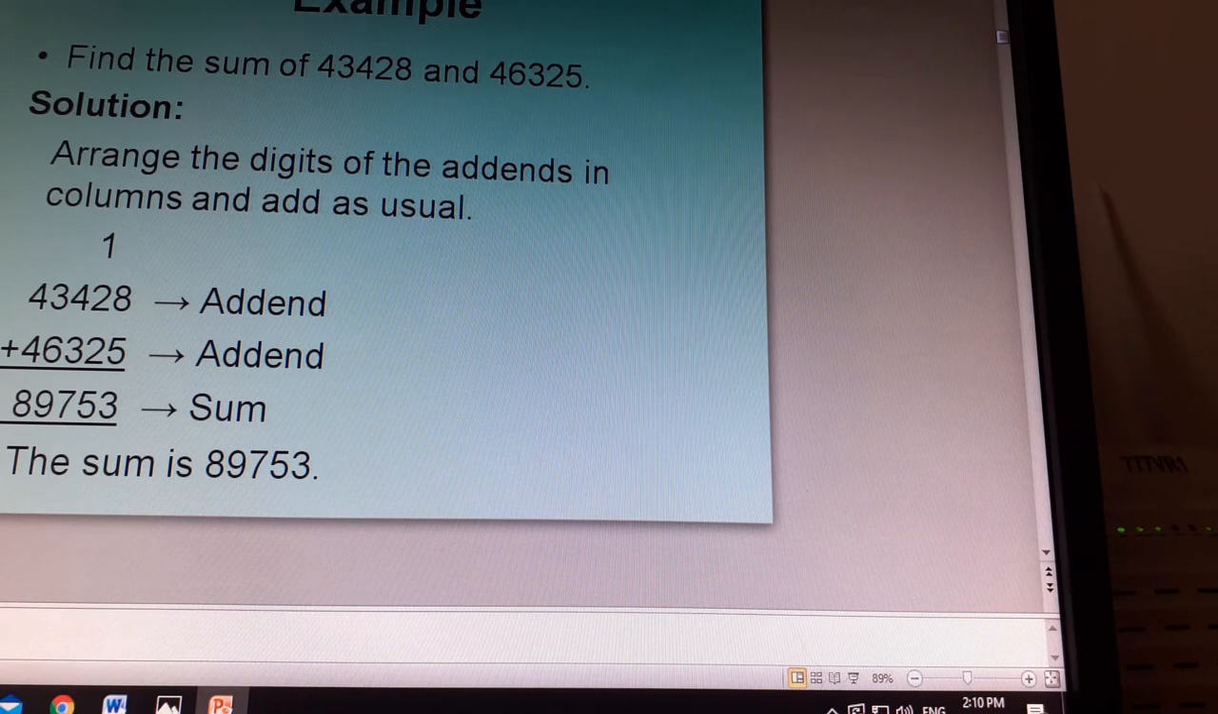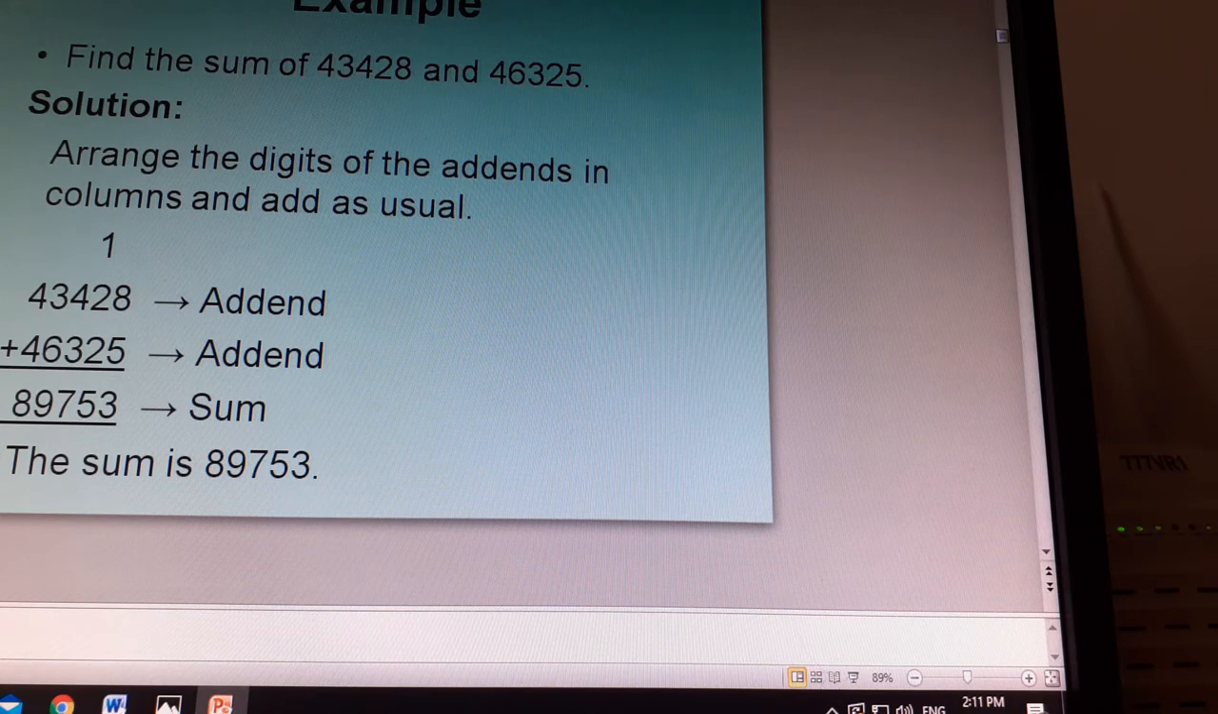8 plus 5, what will become? Naturally, 13. 13, it means 3 we will write at the bottom and 1 goes to the next column. 2 plus 2, 4. 4 plus 1, 5. Now, children, see another column. 4 plus 3, what will be the answer? Think of it. Naturally, 7.